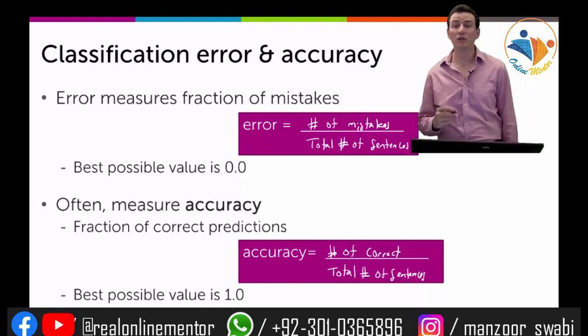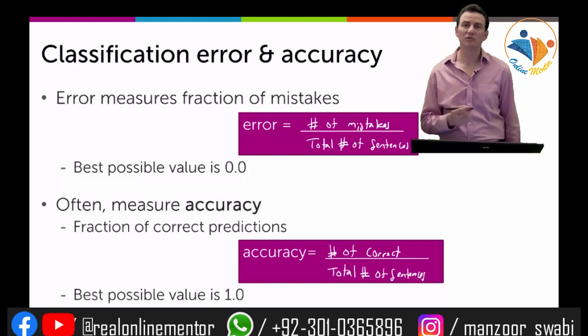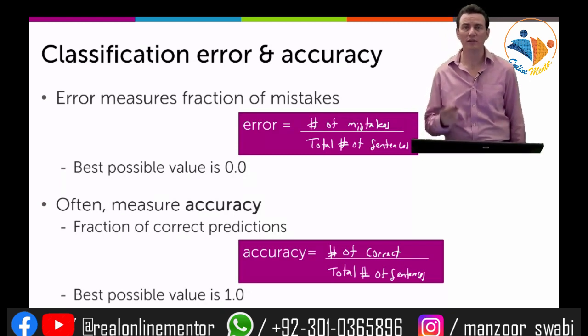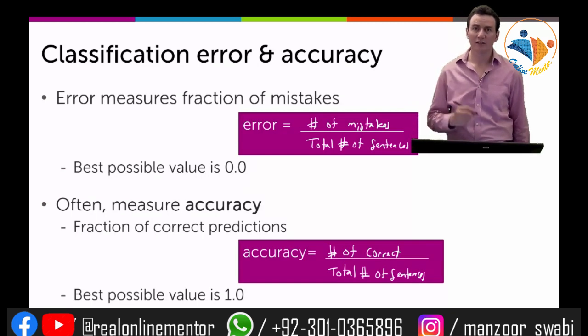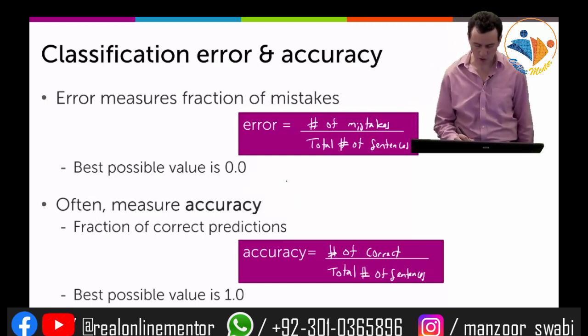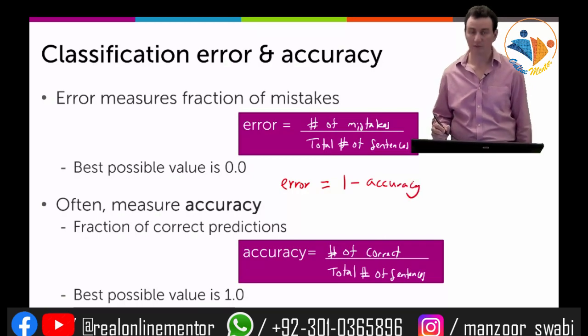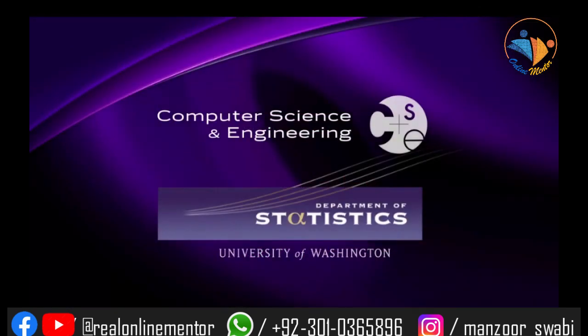And unlike error, where the best possible value was 0, in terms of accuracy, the best possible value is 1. I got all the sentences right. And in fact, there is a really natural relationship between the two. We know that error is equal to 1 minus accuracy, and vice versa.